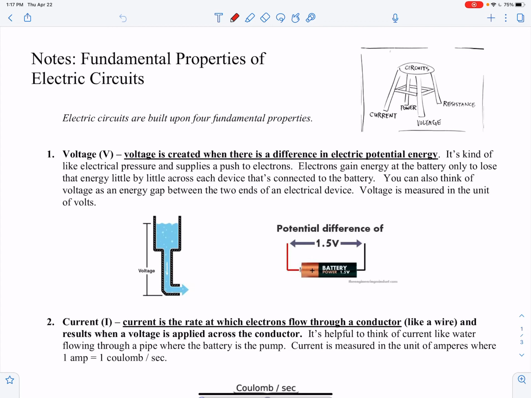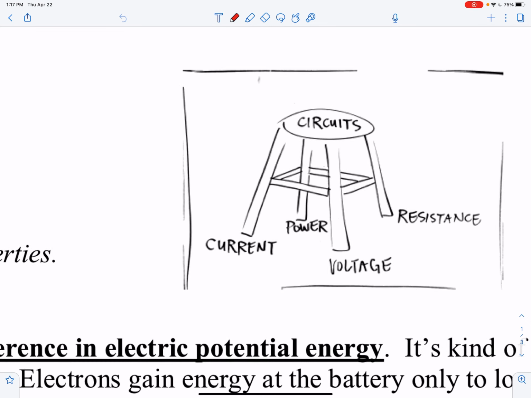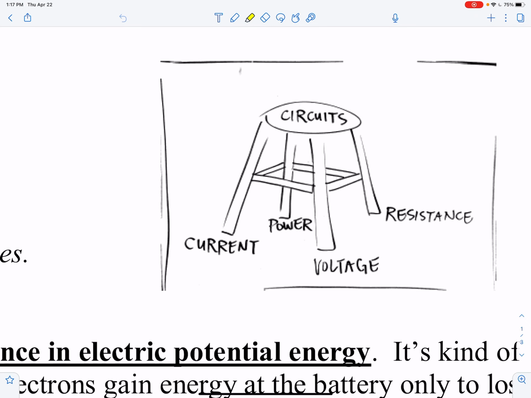Let's talk about fundamental properties of electric circuits. Electric circuits are built upon four fundamental properties, and I've got this illustration of a stool, called the stool of electric circuits, and it is being supported by four legs. Current is one of those supportive legs, along with power, voltage, and resistance.